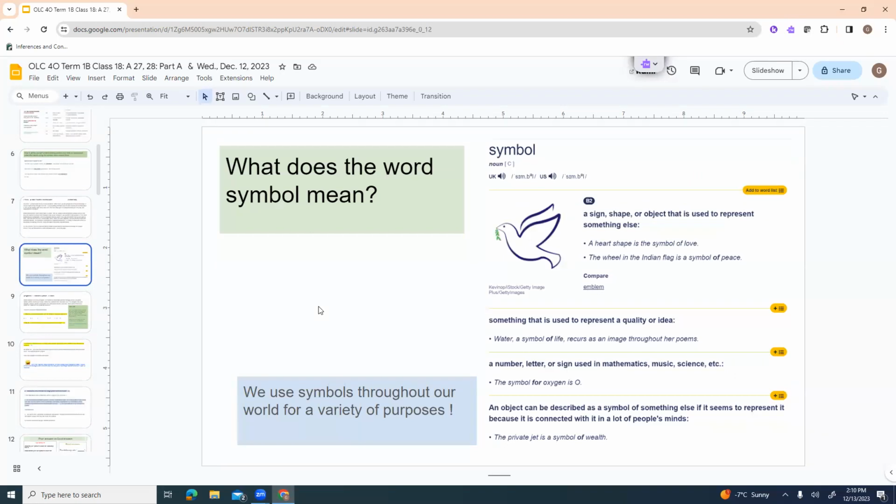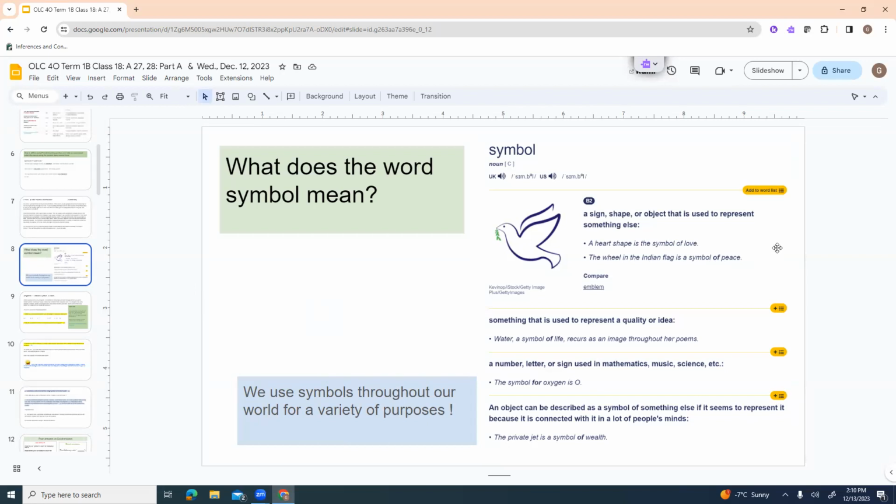Okay, so before we go on, I've had this conversation with a few people, and a lot of people aren't really sure what the word symbol even means. So here I did a little snapshot of symbol from the online dictionary. It can be a sign, a shape, or an object that is used to represent something else. So for example, a heart shape is a symbol of love. The wheel in the Indian flag is a symbol of peace. A dove is often a symbol of peace in Christianity.